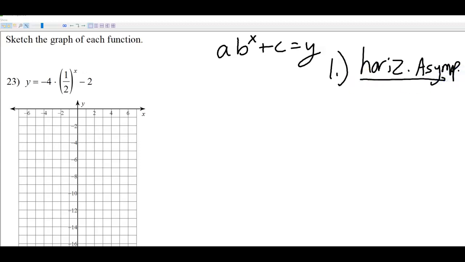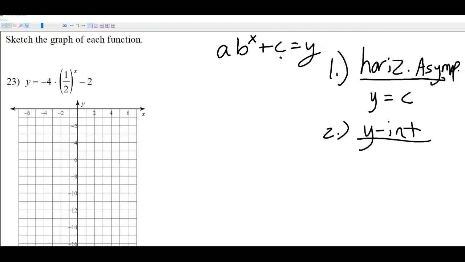The horizontal asymptote is this number here. It's the C value. The next thing you want to do is find your Y-intercept. Your Y-intercept is what you get when you plug in 0 for x.